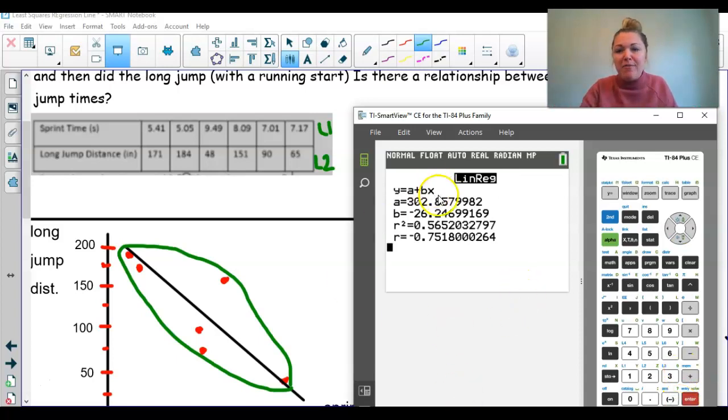So you'll notice I have my A here. That's my y-intercept. My b, that's my slope. We're going to save that for a different day in a different video. We have r squared. You're going to learn about what r squared is as well. But today, all we care about is our r, our correlation coefficient. We have now calculated that correlation coefficient. R equals negative 0.7518.